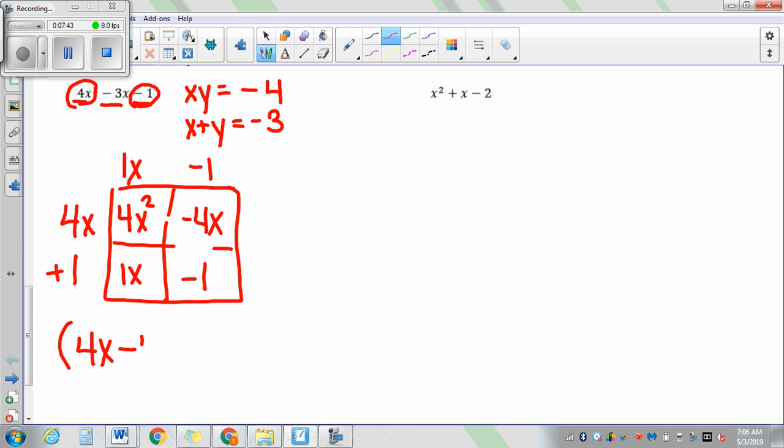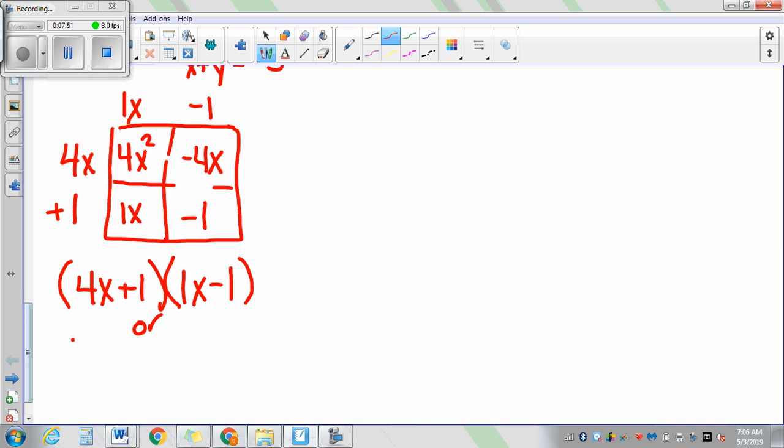In any order. If you wrote the top one first, that would be fine. I could have written it as 1x minus 1 and 4x plus 1. That would have been the exact same thing. I can do that for any of them. I'm just listing out what the factors are.